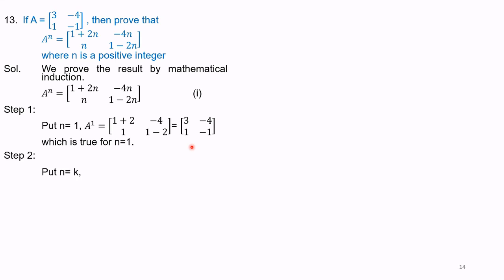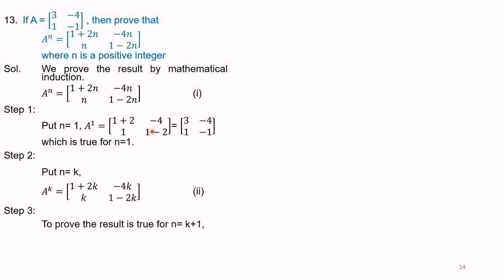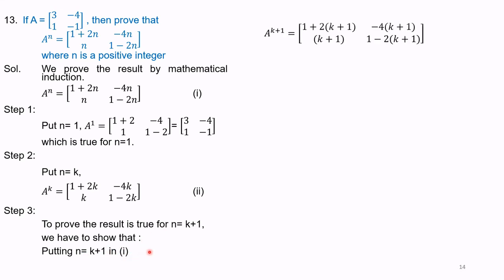Step 2 is put n is equal to k. Therefore, if you put n is equal to k, we get A to the power of k is equal to 1 plus 2k, minus 4k; k and 1 minus 2k. Let it be equation 2. So, step 3 is to prove the result is true for n is equal to k plus 1. Now, we are assuming it for k and we have to prove it for k plus 1. So, we have to show that n is equal to k plus 1. Putting n is equal to k plus 1 in equation 1, this is equation 1.